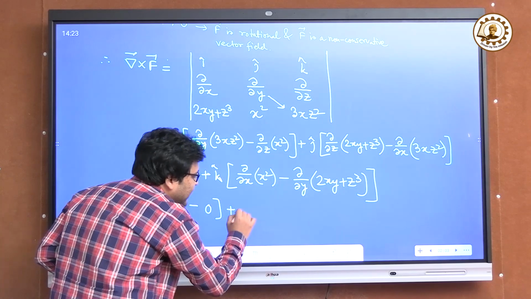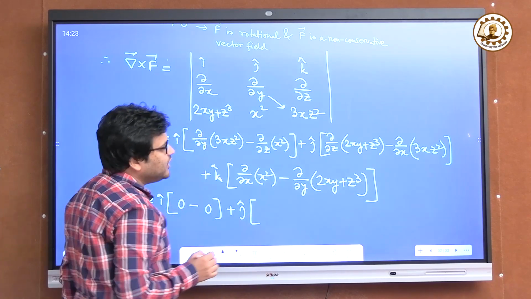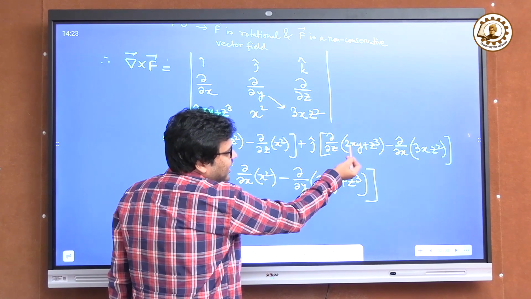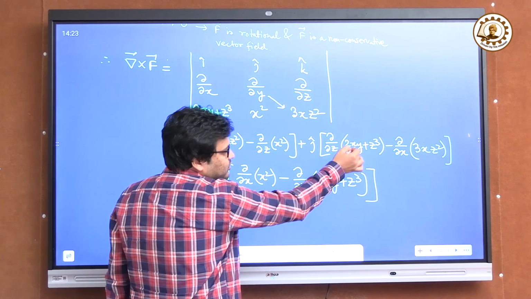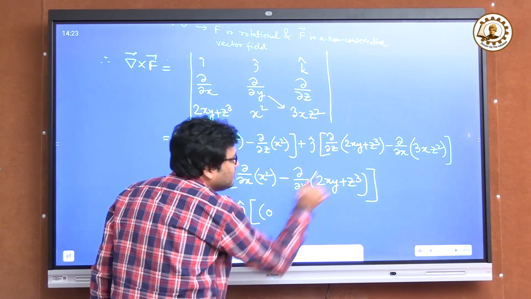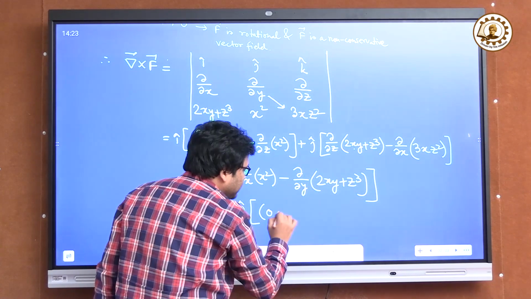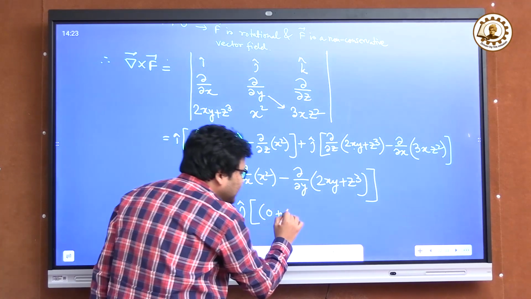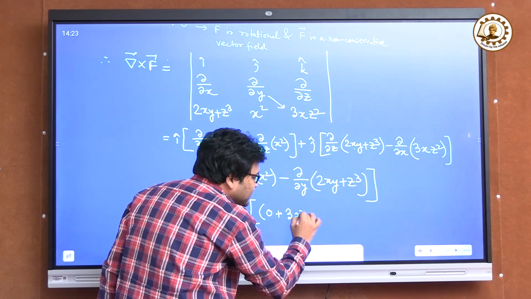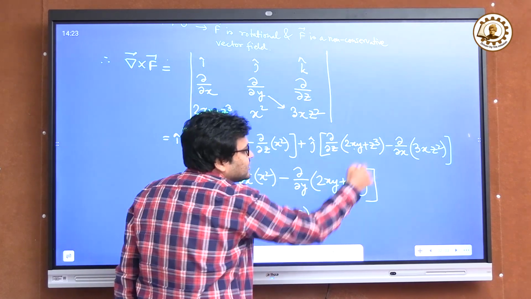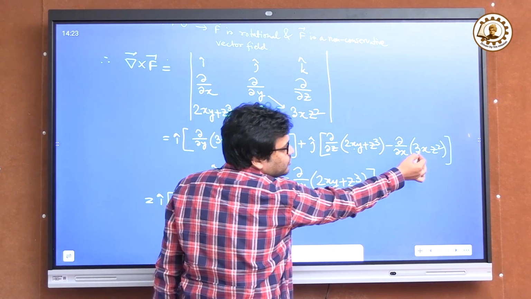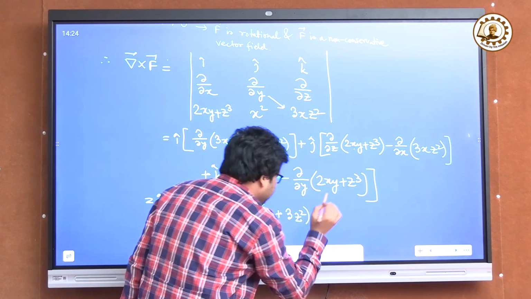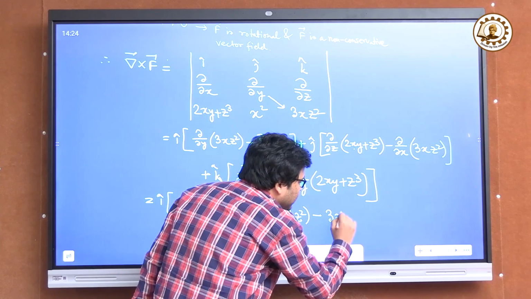Plus, what about the j cap component? Here we have del del z acting on 2xy plus z cube. In 2xy, there is no z, so this term goes to 0. Now, what about the term z cube? Del del z operating on z cube results in 3z square, minus del del x operating on 3xz square, which simply leads to 3z square.